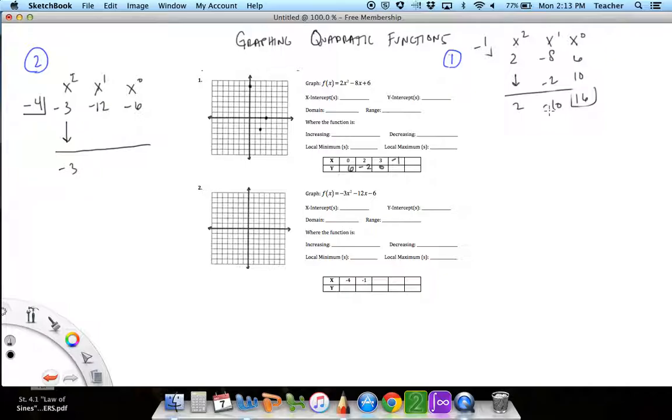Let's see, negative 2, negative 10. Oh, I broke the rule. I plugged in negative 1 instead of positive 1. Let me go back and fix that real quick. Yeah, I've just shown you why you don't plug in negative numbers. So let's try this again. Let's see, negative 6, negative 6, 0. So this pattern is developed.